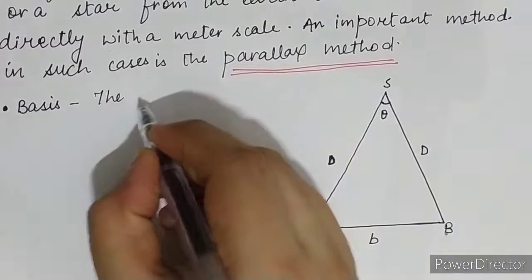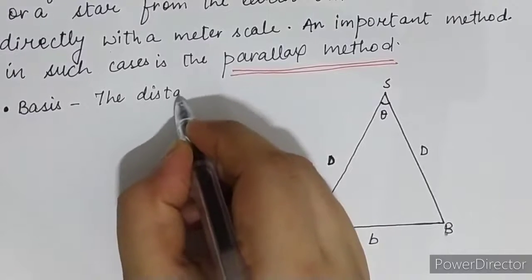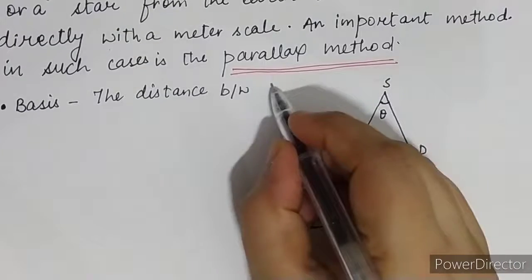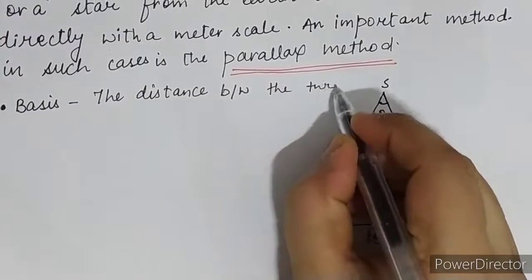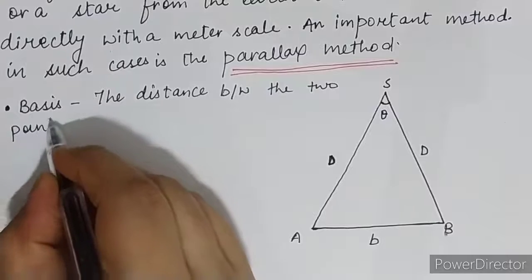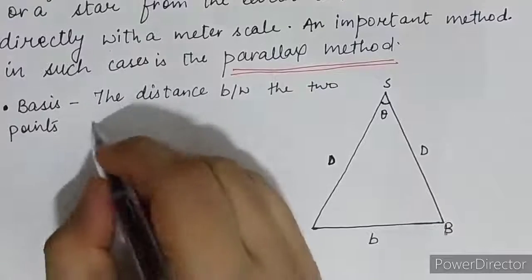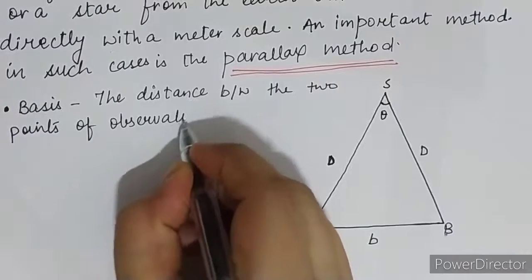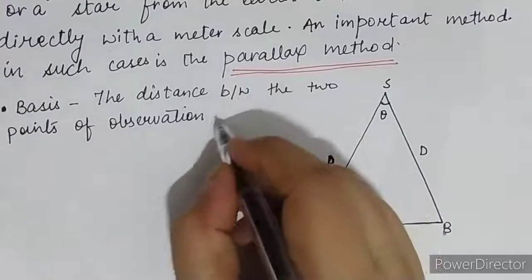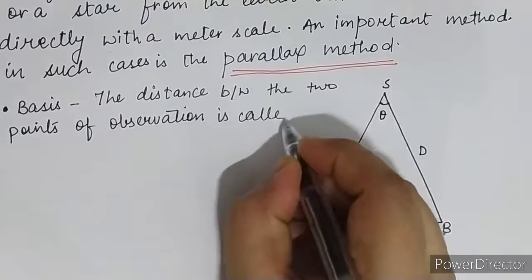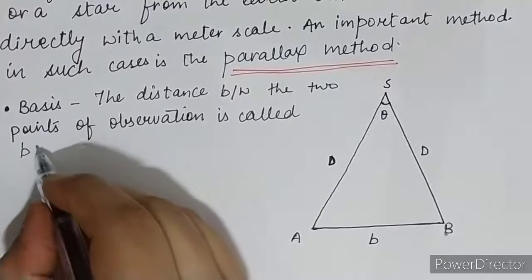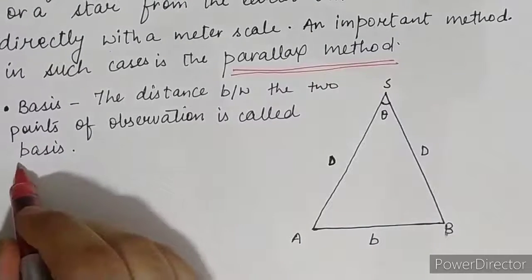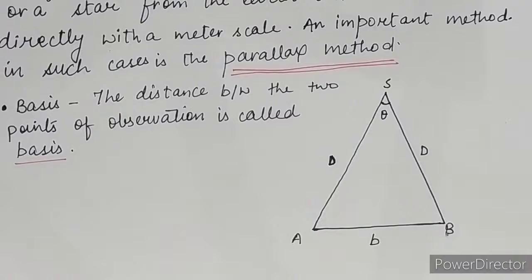The distance between the 2 points of observation is called basis. Okay, clear? Now further, what is the parallax angle?